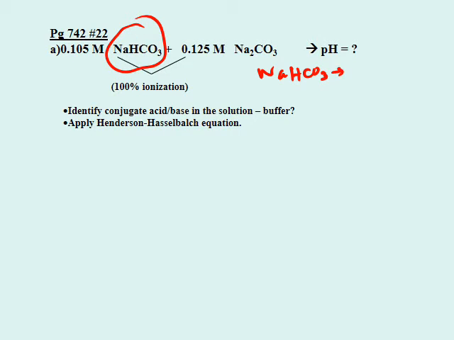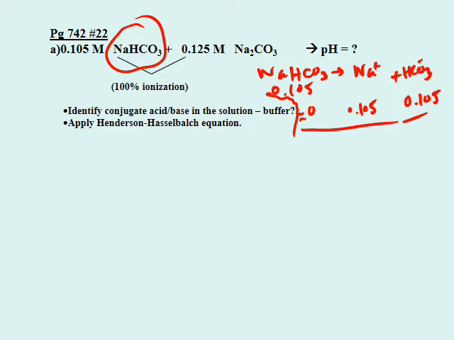It breaks down into sodium plus and HCO3 minus. And so if I have 0.105, when it breaks down, it would be 0 left here. And then you would have 0.105 of sodium plus, which we don't really worry about. And then HCO3 minus would be 0.105. Now in this case, 0.105 of HCO3 minus would be important, because look at the other compound, sodium carbonate.